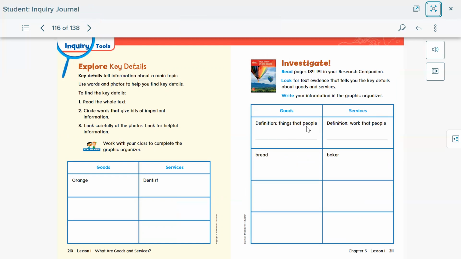Okay, goods, things that people make and use. Very good. So let's write down goods, things that people make and use. So let's write here down. Make and use. So the definition of goods, things that people make and use.